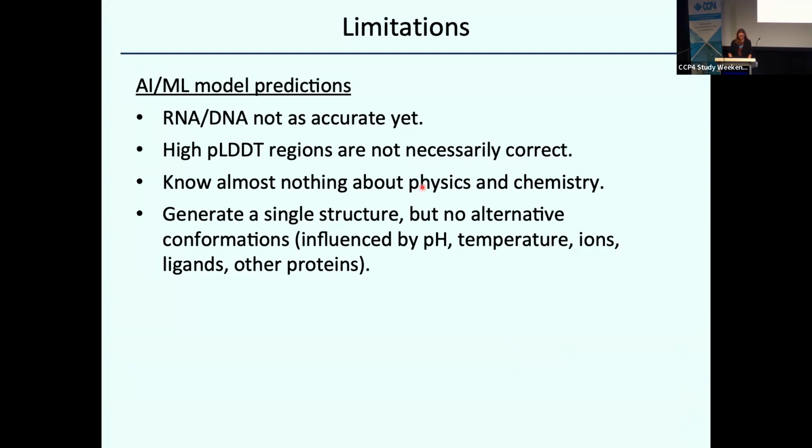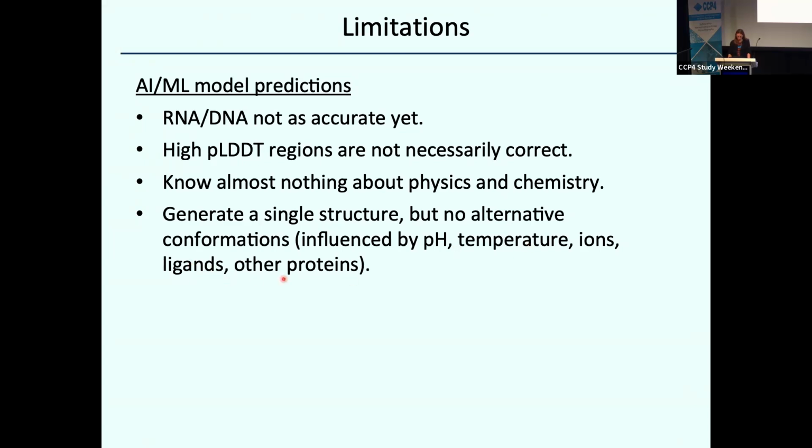configuration of the protein. These AI models know almost nothing about physics and chemistry, and they generate only a single structure and no alternative conformations. So this has been brought up in the discussion yesterday, that we only get one single conformation, but we all know that protein conformations can be influenced by pH, temperature, the presence of ions, ligands, and if they interact with other proteins.